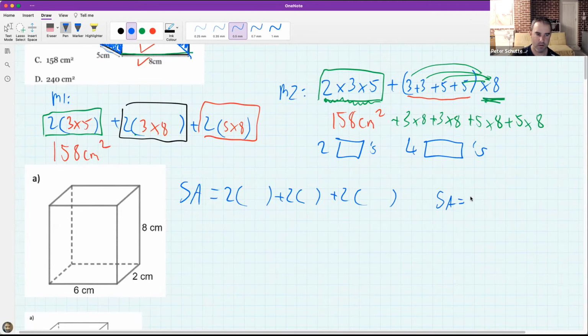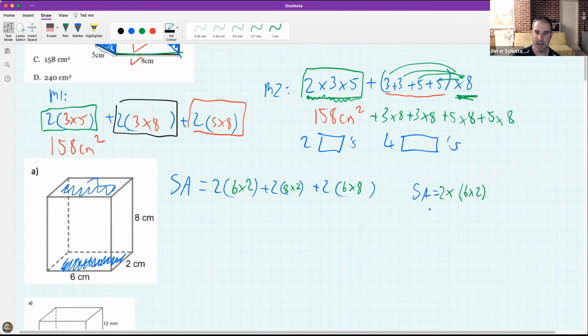So I'm going to choose my base to be this. So we could have 2, and then we could have 8 times 2, then 6 times 8, or we could just go 2 times 6 times 2, which would be doubling the area of the base. And then I ask myself, what is the perimeter of the base?